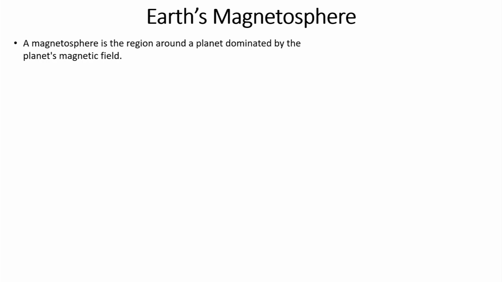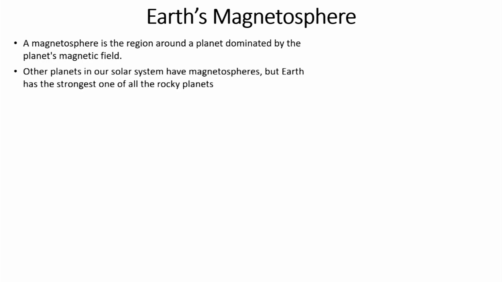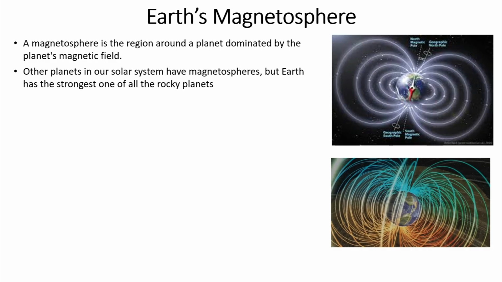The magnetosphere is the region around the planet dominated by the planet's magnetic field. Other planets in our solar system also have a magnetosphere, but Earth has the strongest one of all the rocky planets. It is basically a magnet. The Earth's magnetism is formed because of a phenomenon called the dynamo mechanism, and a similar thing happens in the Sun also. For all planets and stars, the reason for having a magnetic field is the dynamo effect.